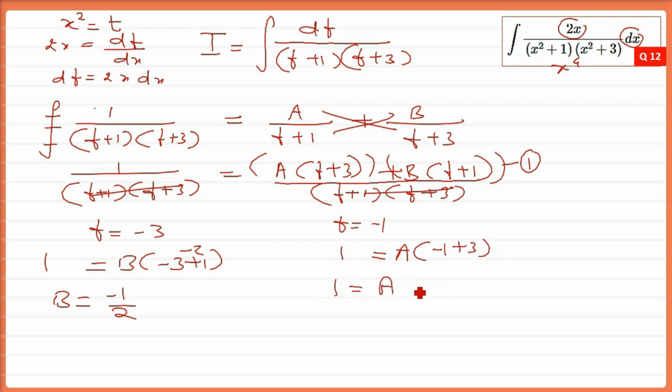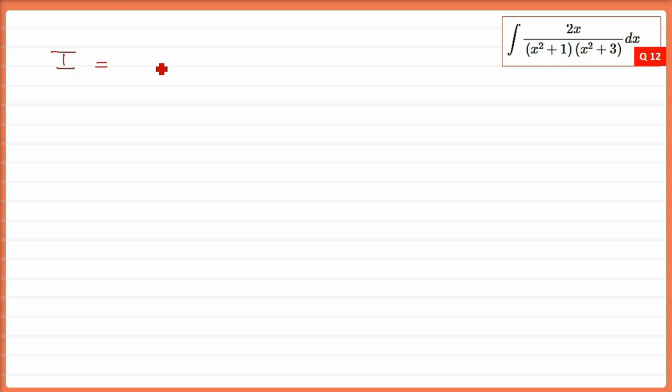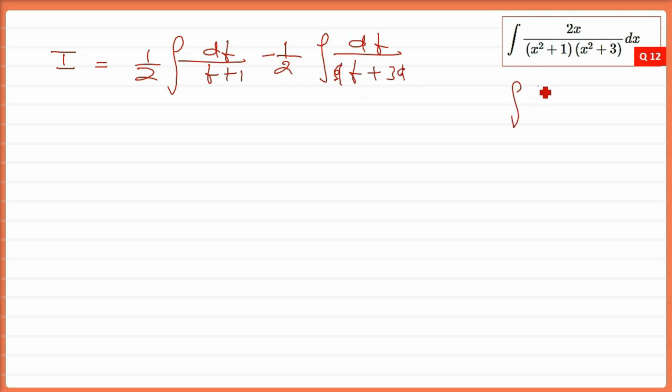So 1 will be equal to a into 3 minus 1, which is 2. A became 1 by 2. So we'll place a as half and we'll replace b by negative half, and then we will integrate. So the integration will be like this: integration equals half integration of dt divided by t plus 1 minus half integration of dt divided by t plus 3.